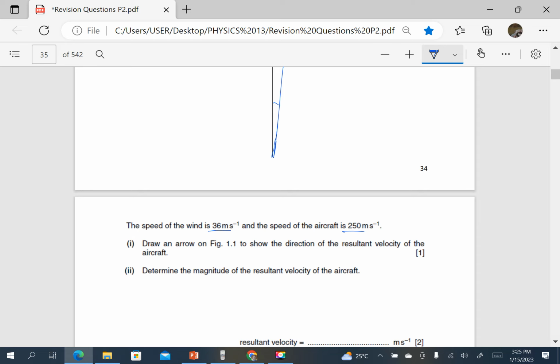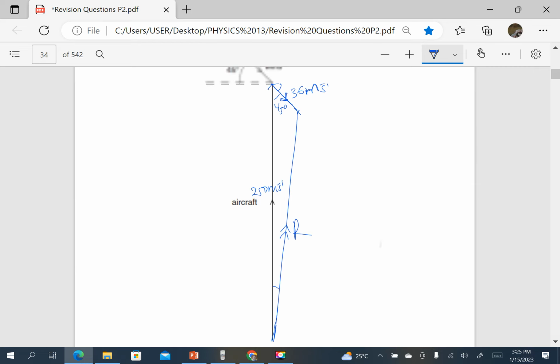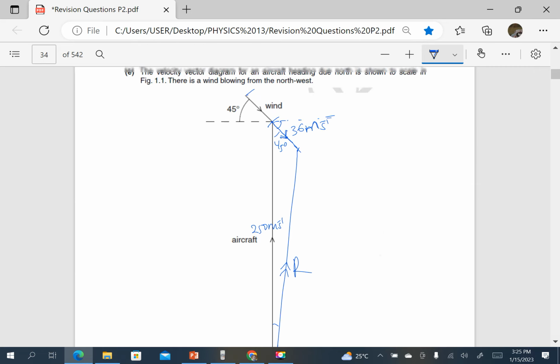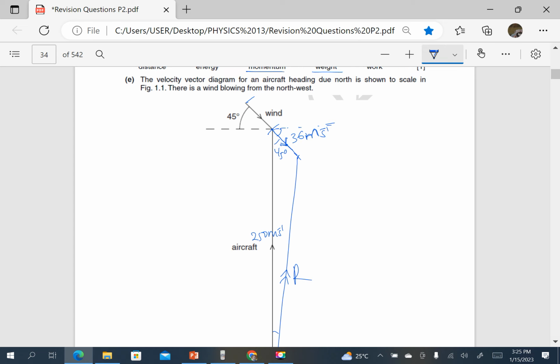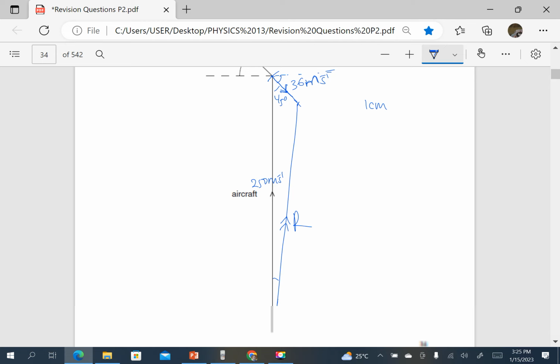Then determine the magnitude of the resultant velocity of the aircraft. So since the diagram was drawn to scale, I have tried to reduce its size, so it means the length has changed. Let me see. 1 centimeter, what does 1 centimeter represent? From the scale, I'm seeing the scale here. So the wind, let me use the vertical one. 250 meters per second from my graph, from my computer, is represented by how many centimeters?